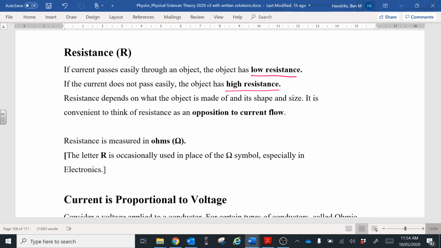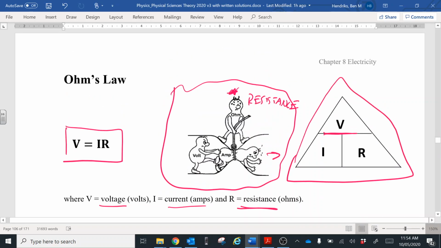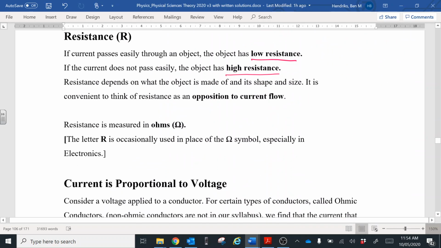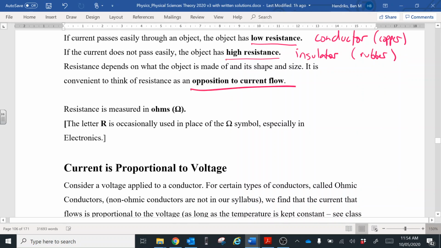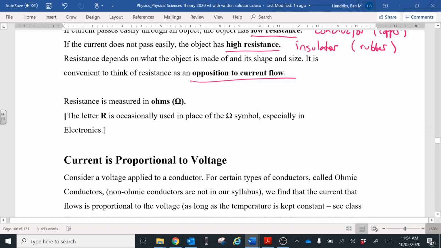So if the current passes easily through an object, the object has low resistance, and we call it a conductor. Metal, like copper, is one of our standard examples of a conductor. If the current does not pass easily, the object has high resistance, and we call that an insulator. Something like rubber is our classic example of an insulator. And just like I said before, the resistance is in opposition to current flow.